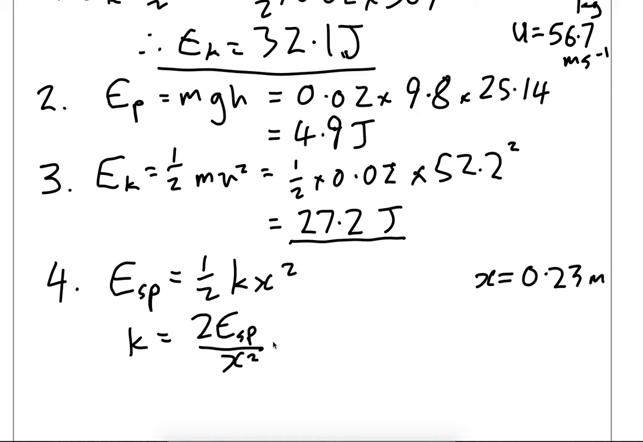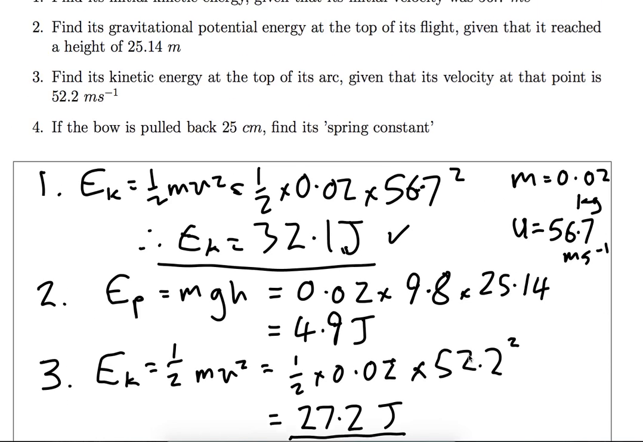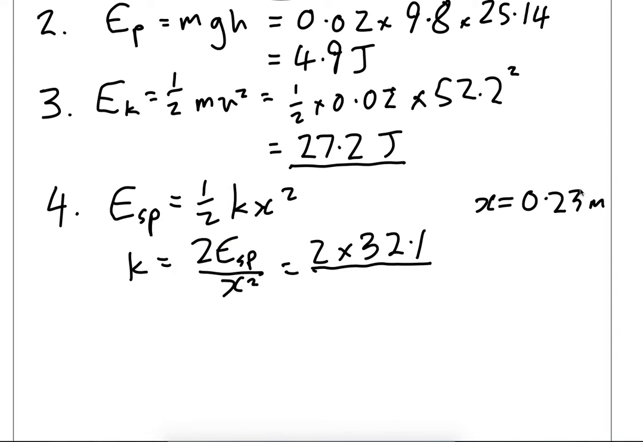So if we substitute in the relevant values, we'll get 2 times, now, that spring potential was just converted into the initial kinetic energy up here, 32.1 joules. So we can just use that 32.1 joules, because all of the spring potential turned into the kinetic energy at the beginning of the flight, over, did I say 25 centimeters? I'm sorry, and I wrote 23 here. Apologies if that was confusing. 25 centimeters, so 0.25 meters. And that has to be squared, because it's x squared.